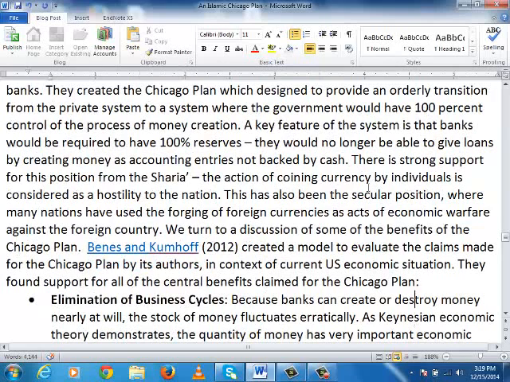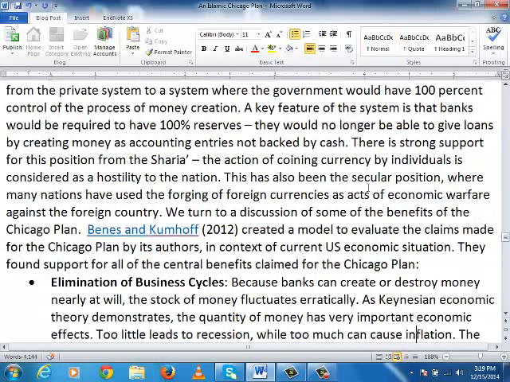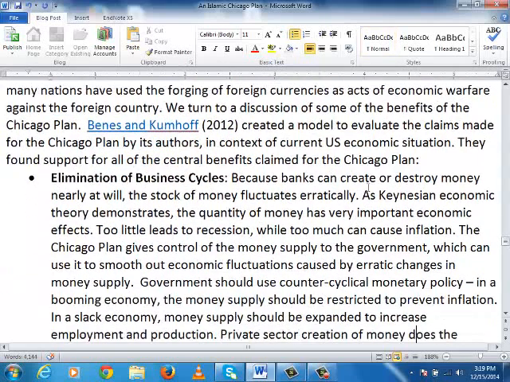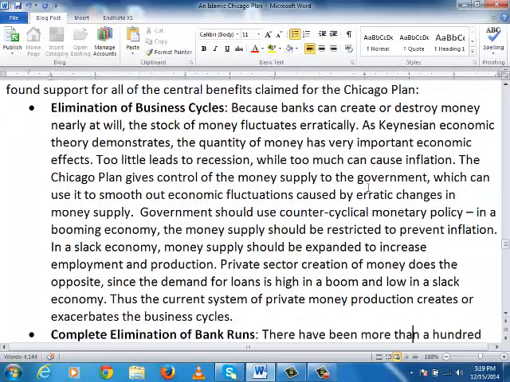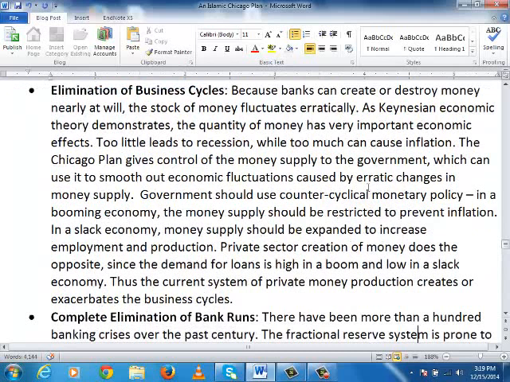So basically the Chicago plan says that you should go to a 100% reserve based system and only the government should create money. And this is what the Sharia also says, that the private creation of money is not permissible and only the government can create money. So one thing that will happen is that business cycles will be eliminated. Today everywhere there is a business cycle.